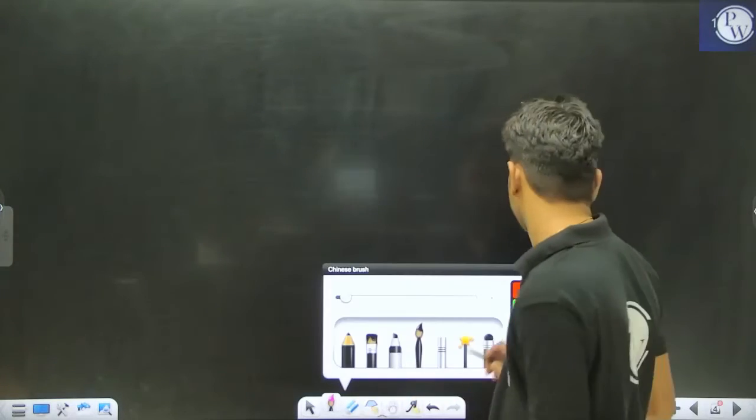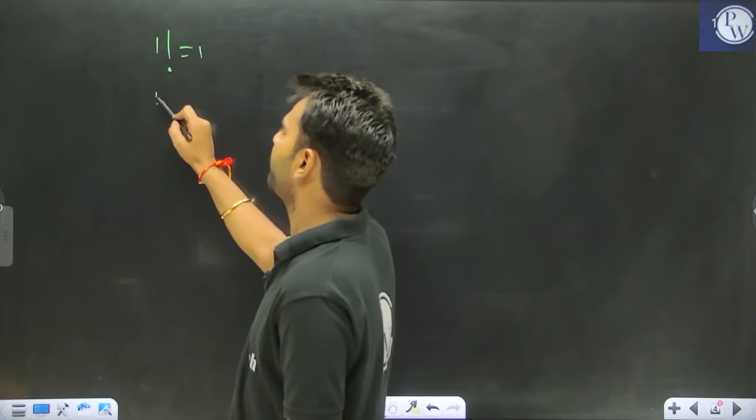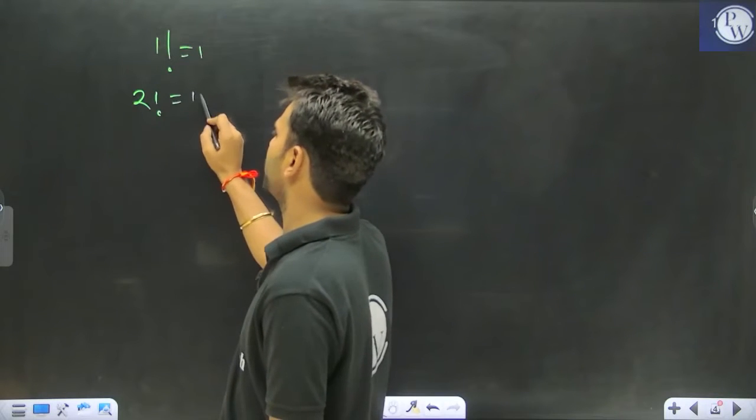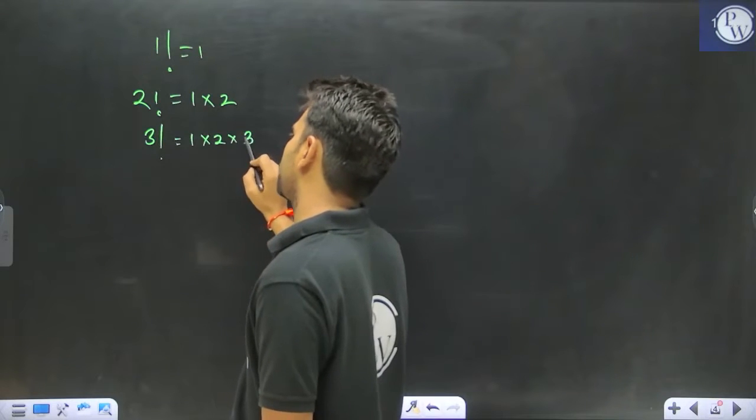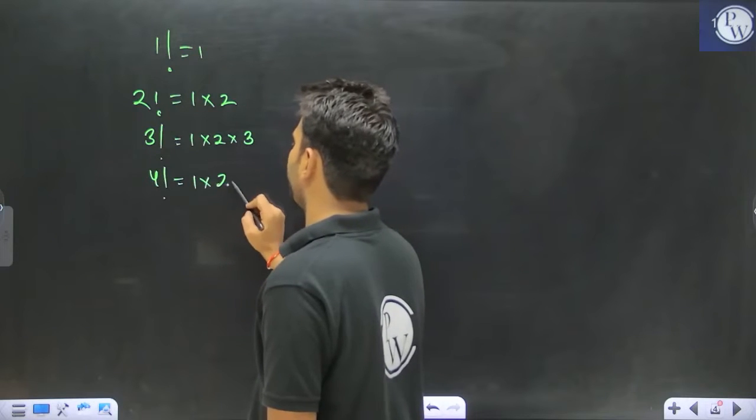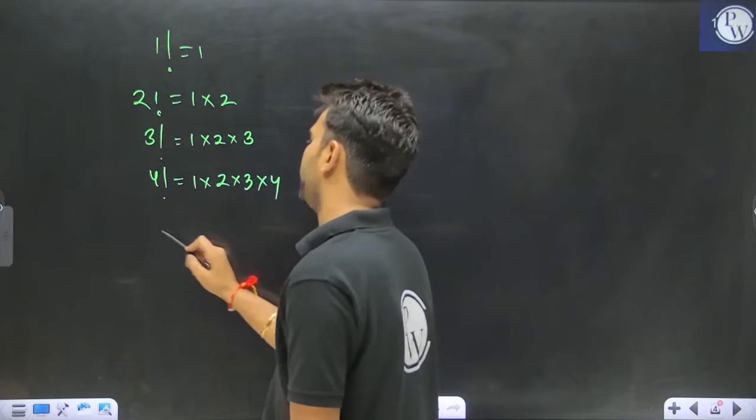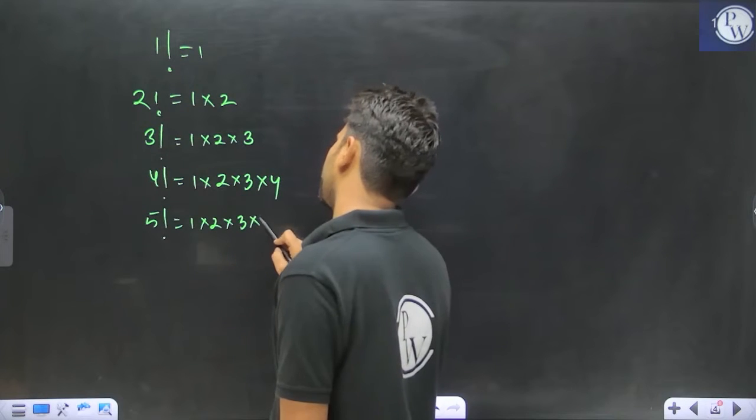Let's look at that. If I talk about 1 factorial, it is nothing but 1. If I talk about 2 factorial, it will be 1 into 2. If I talk about 3 factorial, it will be 1 into 2 into 3 as I told you already. 4 factorial will be 1 into 2 into 3 into 4. Yes or no? And so on. If you move ahead, you can write down all the formulas as we have just discussed.